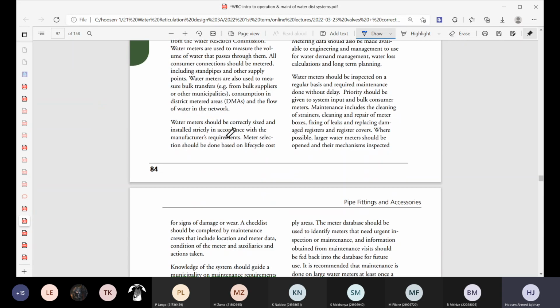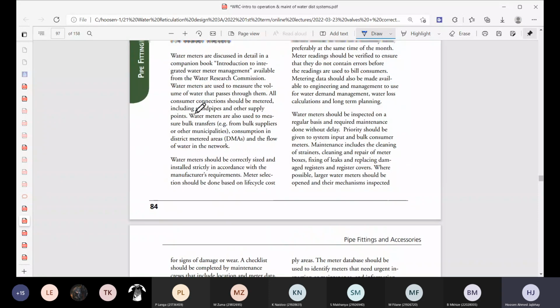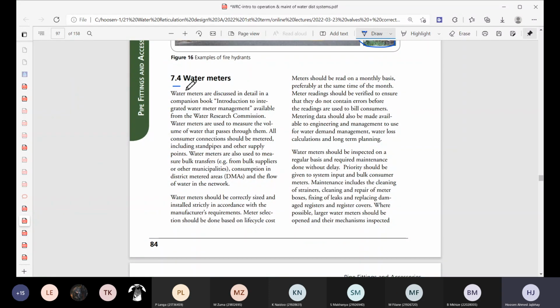Other fittings are usually installed by the municipality. I'm not going to spend time on this within this module. Water meters: you may have water meters to individual stands, and you can also have bulk water meters to measure the amount of water in a pipeline. Now, why would one install bulk water meters?